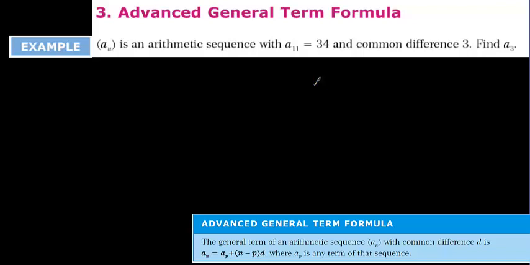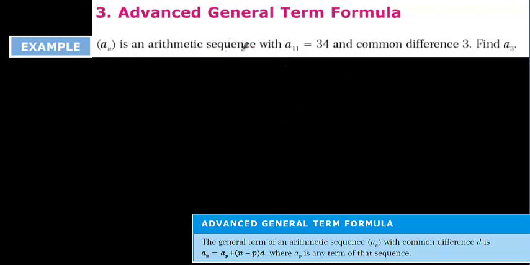Advanced general term formula is what we are going to study in this video, and the formula is written here. It may be a new formula for us, but it's going to make our solutions easier. But without using this formula we can also solve questions, and I'm going to solve the first question both ways.